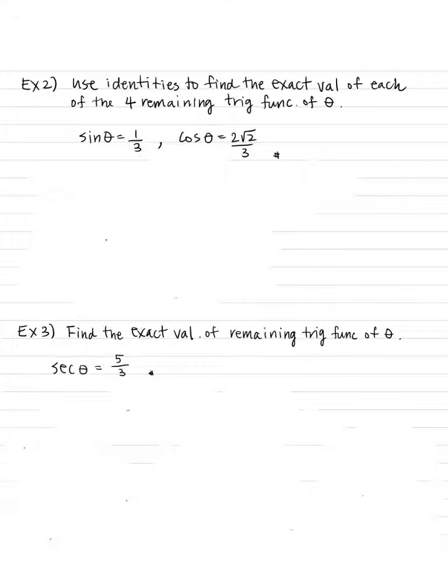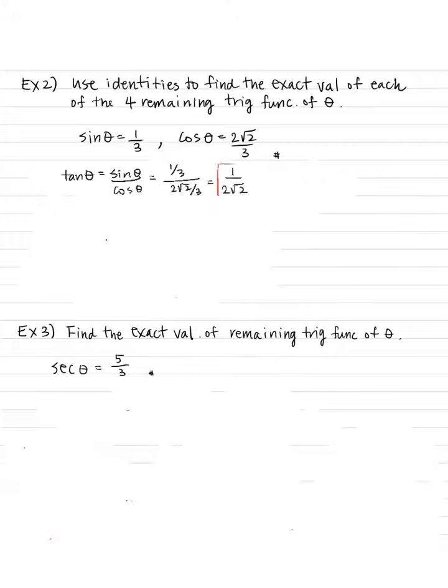Okay, so basically if you have sine and cosine given to you, you can basically derive all other 4 trig functions. This is why. Okay, so we got sine, cosine, next is what? Tangent. So tangent of theta is what? Sine over cosine. Tangent is sine over cosine. Okay, well sine is 1/3. Cosine is 2 root 2 over 3. So the answer is what? 1 over 2 root 2.